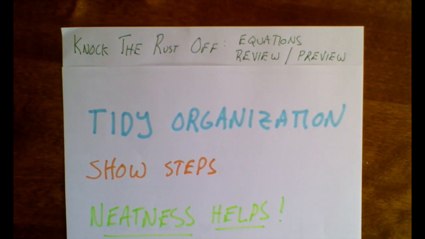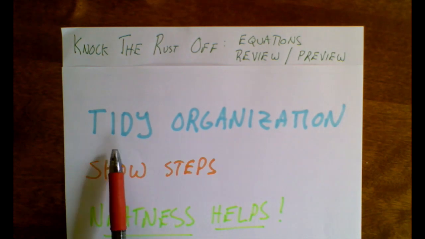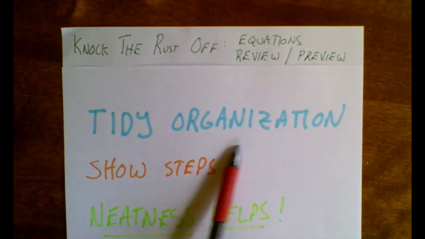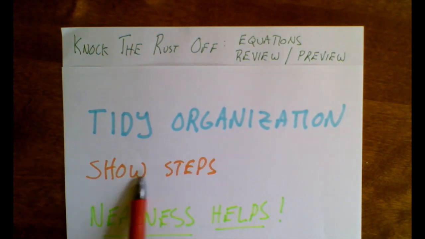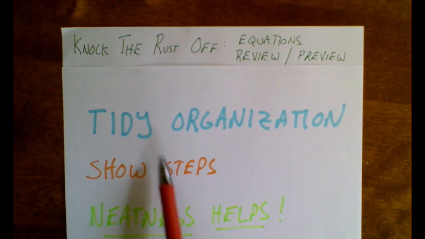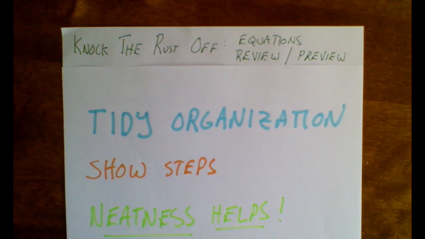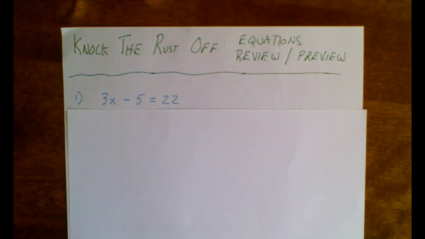Here we go. This is either a review or a preview of solving equations. As we go through this, notice how my organization is so very clear. I'm showing my steps clearly and I'm trying to be as neat as possible. All of these things will help you get to the correct answer. We're going to go through 3 different equations of varying difficulty.